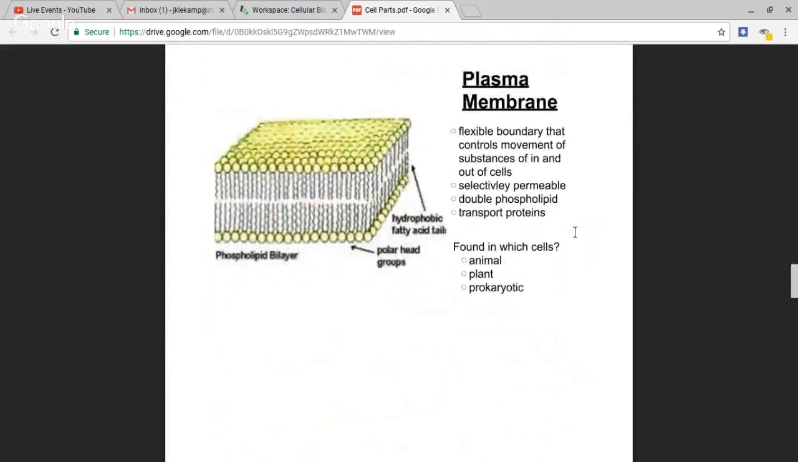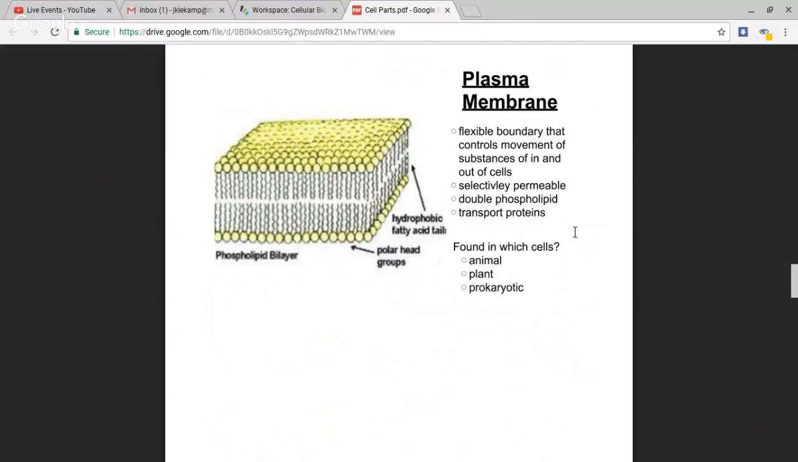The plasma membrane is a flexible phospholipid bilayer. It is the boundary for what comes in and out of the cells. That's why we call it selectively permeable. It also has transport proteins in it.